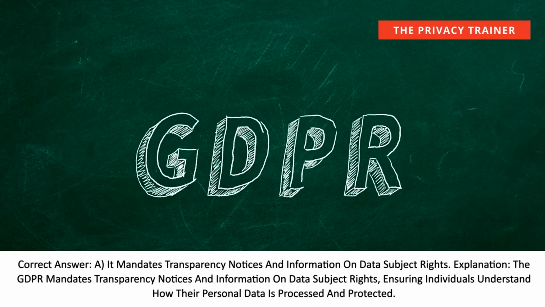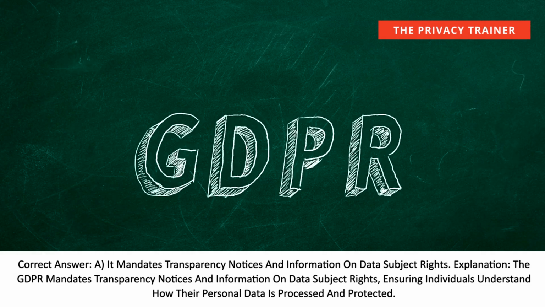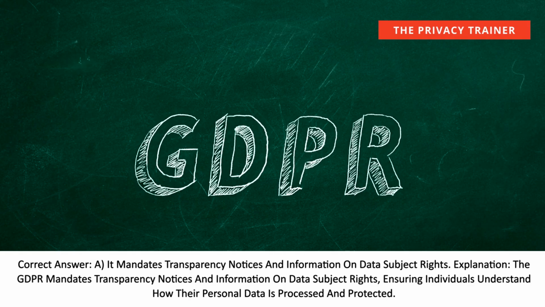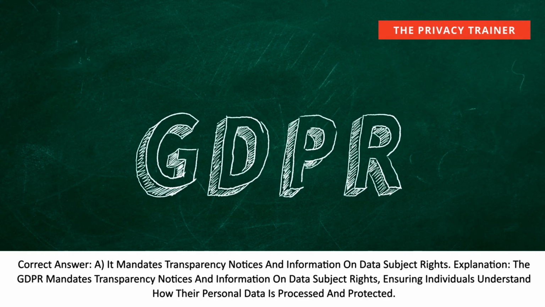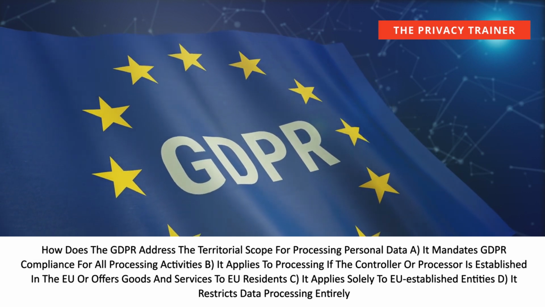Correct answer: A. It mandates transparency notices and information on data subject rights. Explanation: the GDPR mandates transparency notices and information on data subject rights, ensuring individuals understand how their personal data is processed and protected. How does the GDPR address the territorial scope for processing personal data?